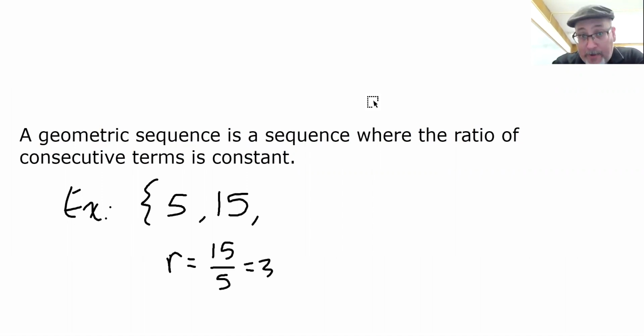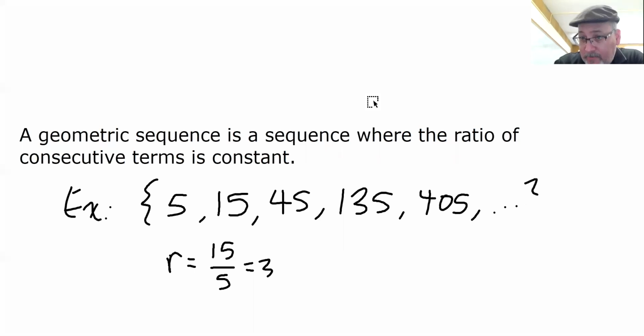So it's like our multiplier. So if we're multiplying by 3, 15 times 3 is 45. 45 times 3 is 135. 135 times 3 is 405, etc.